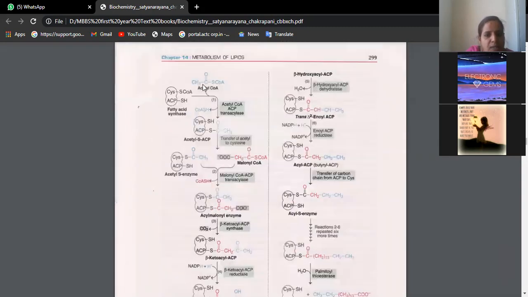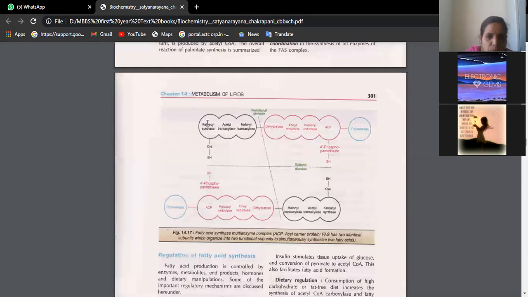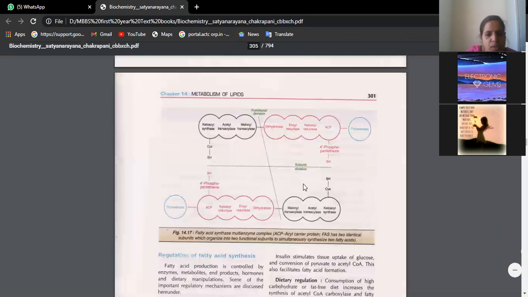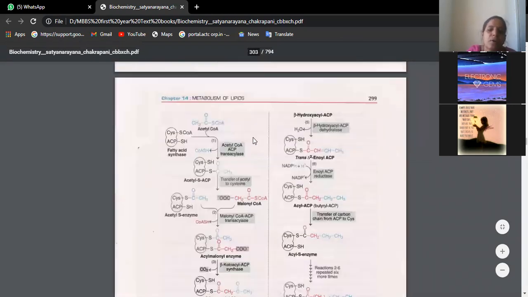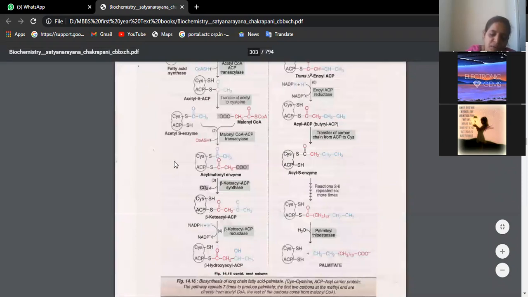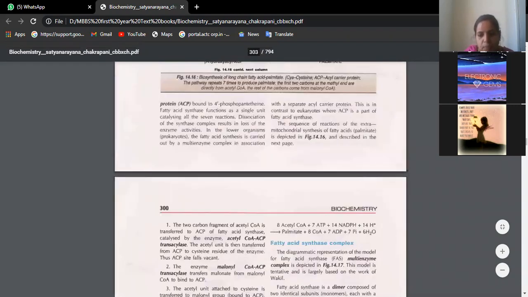There are so many enzymes that you need to write separately, like ketosyl synthase, acetyl transacylase. All these enzymes you need to list out, and just draw this cycle. Very, very important. This is what is taking place inside our cell. So that is the de novo synthesis of fatty acid.